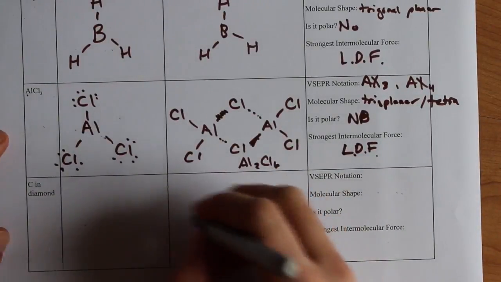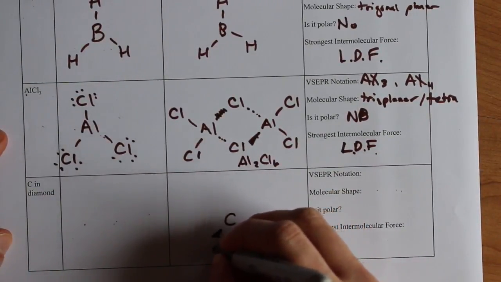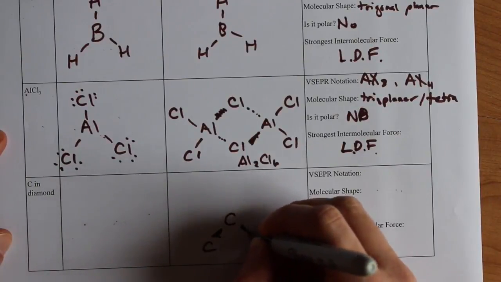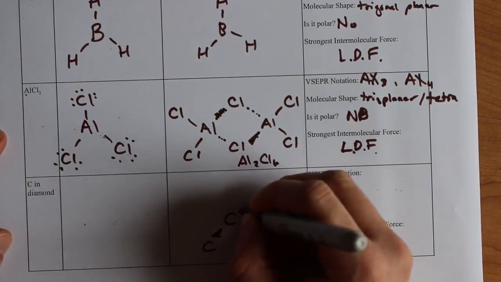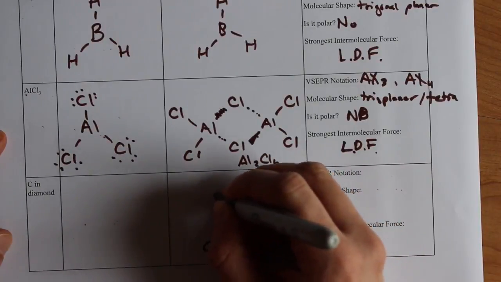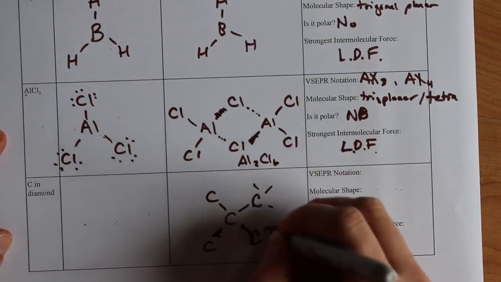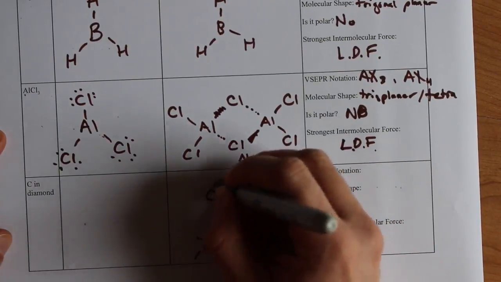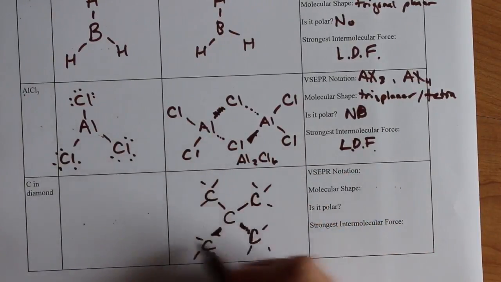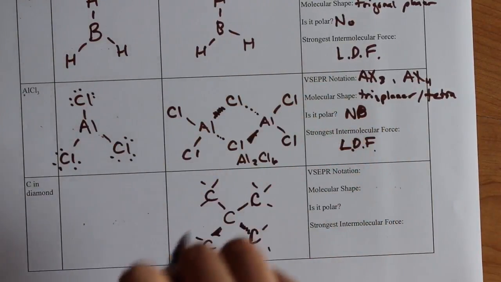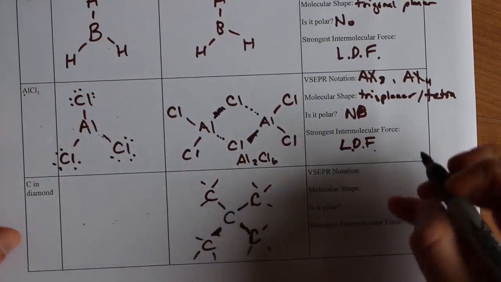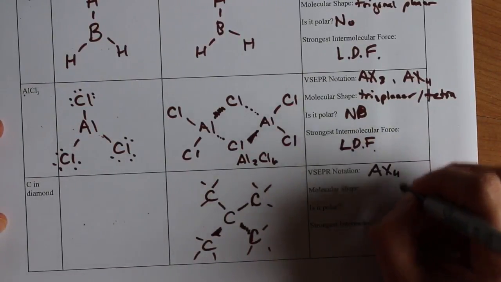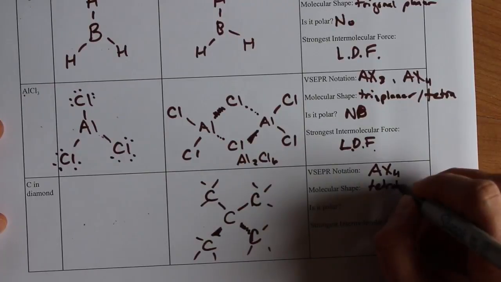The carbon in diamond, I just want to take this opportunity to tell you that the carbon in diamond is tetrahedral. Each carbon is surrounded by 4 other carbons, and it goes on like that in all directions. It's just like methane's, except all the H's are carbons, and all the H's on those are also carbons. And it goes on and on and on. It is AX4, and it is tetrahedral.